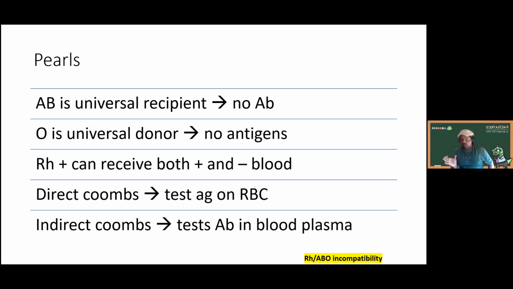And just remembering as well, because this is something that I always got confused about, the difference between a direct Coombs and an indirect Coombs. The direct Coombs tests for antigens on red blood cells of the patient, whereas the indirect Coombs looks for antibodies in the blood plasma of the patient. So that's really what they're testing there.